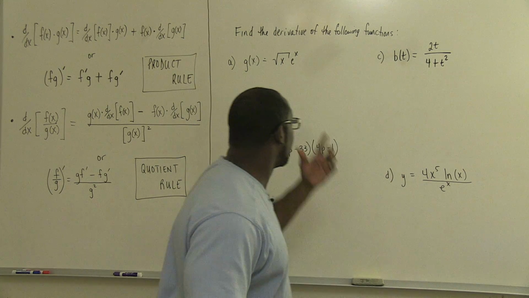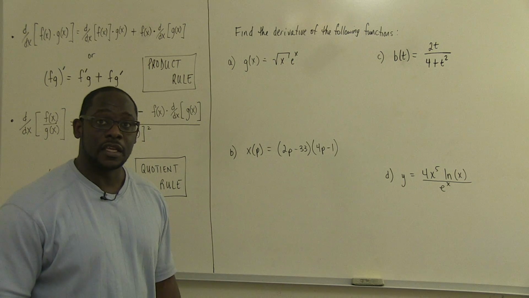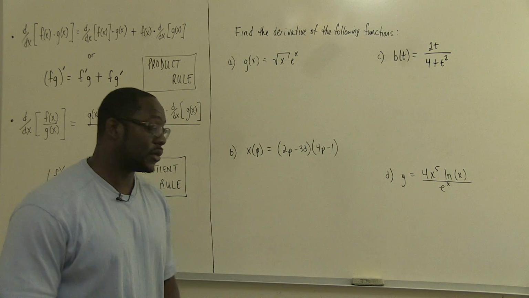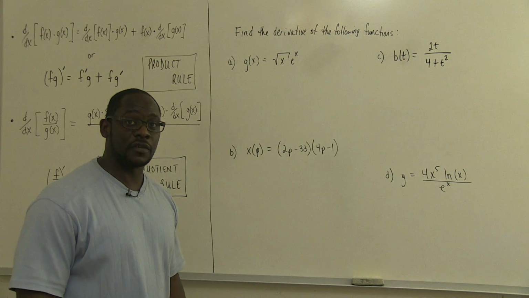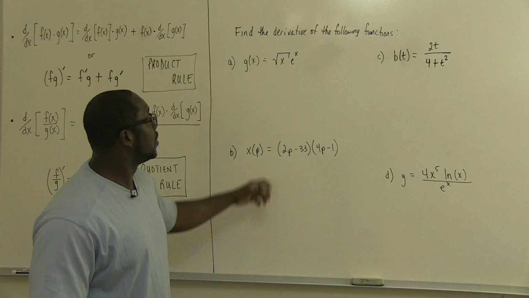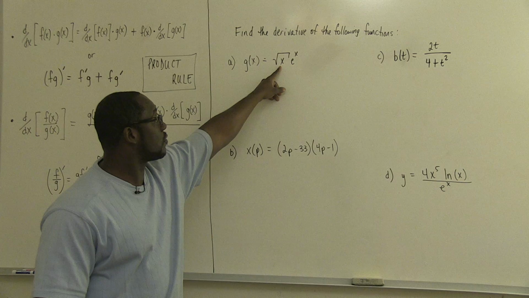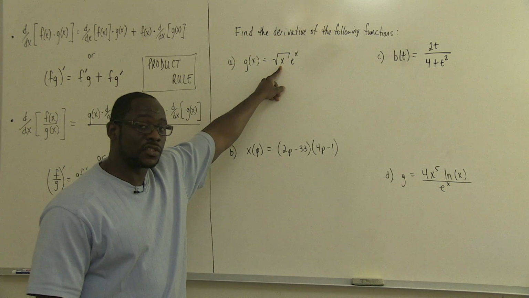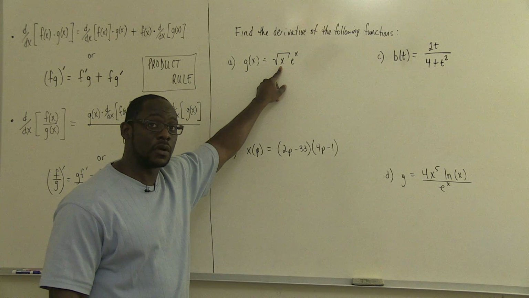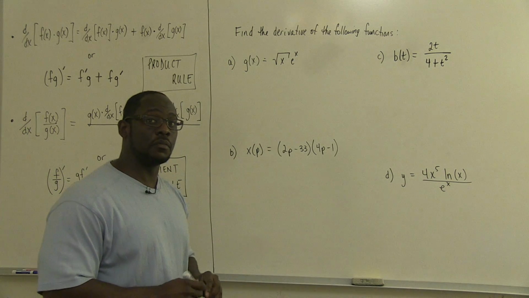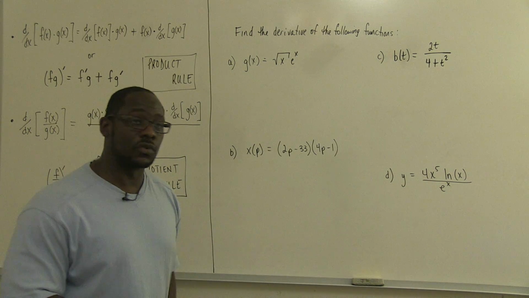With that being said, let's get into doing these four examples. For our first example, we want to take the derivative of the function g of x. The first thing we notice is that we have a square root of x here, and we know that the square root of x can be rewritten as x raised to the 1/2 power. With that, we know that we can employ the power function rule.